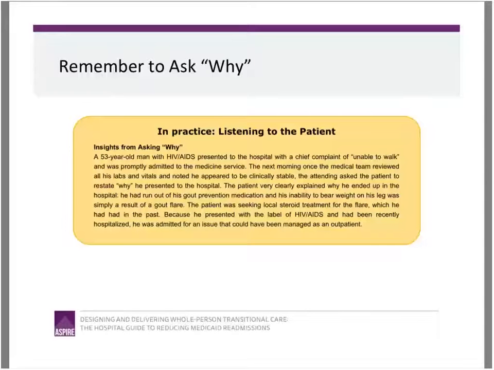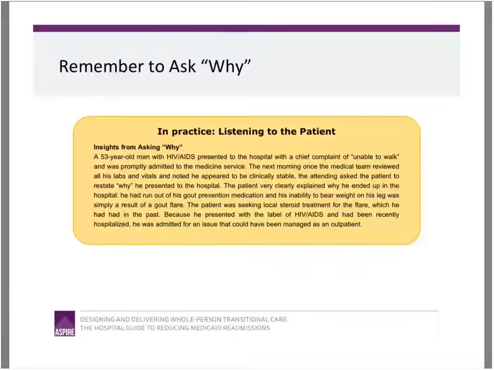The patient very clearly and quite articulately explained exactly why he ended up in the hospital. He had run out of his gout prevention medication, and his inability to bear weight on his leg was simply the result of a gout flare. The patient came to the hospital setting looking for a steroid injection, which he had had in the past to good effect.